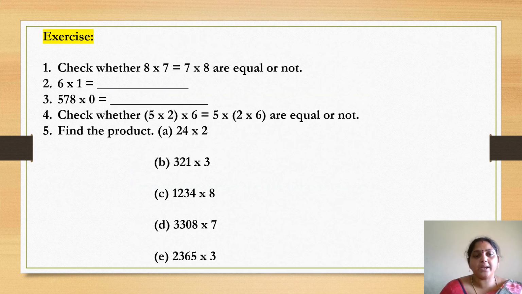Children, now it is your turn. Practice all the topics that I have explained now and check your exercise. Check whether 8 into 7 is equal to 7 into 8 or not. What is 6 into 1 and what is 578 into 0? Check whether I have given the grouping differently. Now you have to check whether the given numbers are equal or not. Find the product of the given numbers.